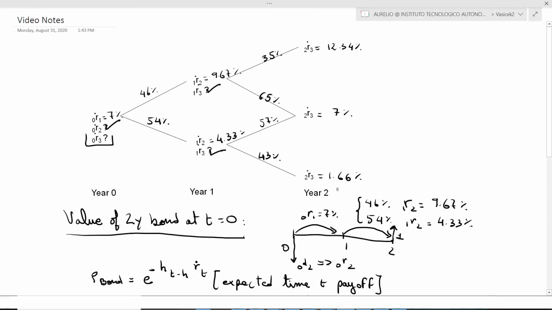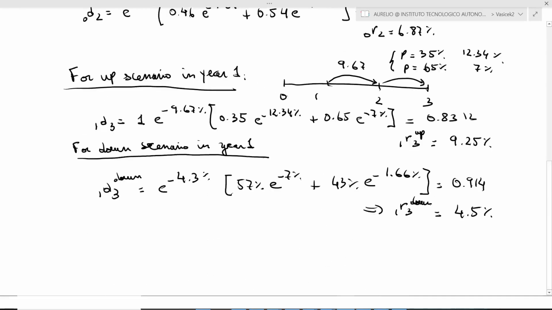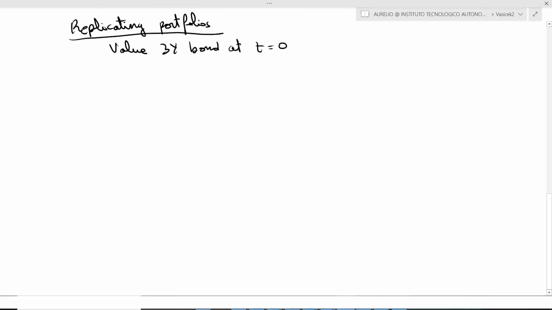Now we're left with 0R3. So 0R3 is going to be what we call a maturity greater than 2 years. And to compute the 0R3, we have to do something different. We have to resort to something called replicating portfolios. So we're going to need replicating portfolios to get the value of the 3-year bond at t equals 0. So what do we have now to do that?